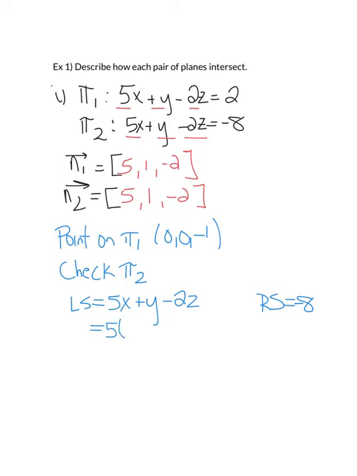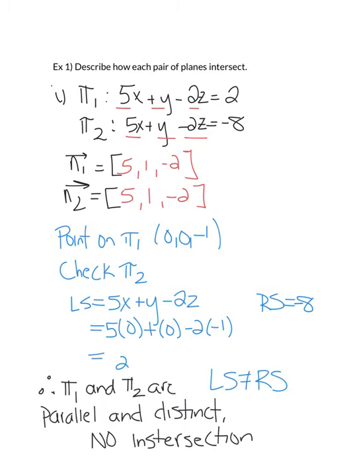So I'm going to get 5 times my x was 0, plus my y was 0, minus 2 times my z was negative 1. So this is going to equal 2. My right side is negative 8. So right now we know that left side does not equal right side. So since we discovered that this point was on plane 1, but it wasn't on plane 2, we know that these planes are parallel and distinct, which means there's going to be no intersection at all.